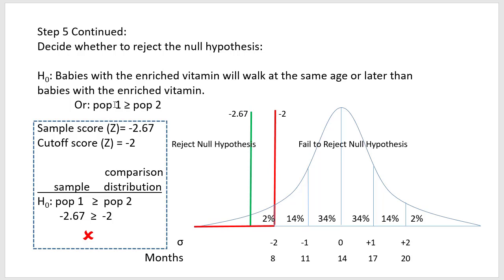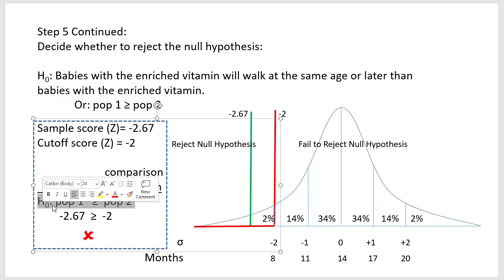If population 1 was greater than or equal to population 2, then we would not have a significant result, as you can see here. If our sample's z-score was greater than or equal to population 2, our sample would behave like the rest of the population and it would not be significant. However, our sample's z-score of -2.67 was not greater than or equal to -2. So here's the decision. Is -2.67 greater than or equal to -2? The answer is no. If the answer is no, then we can reject this idea.